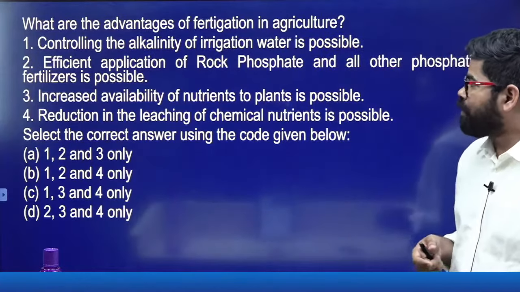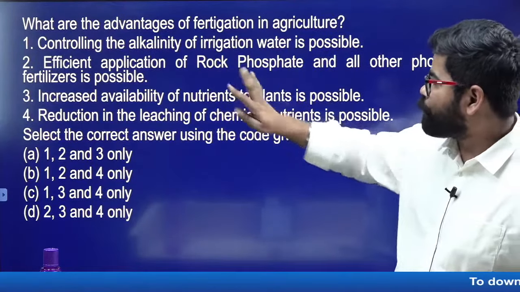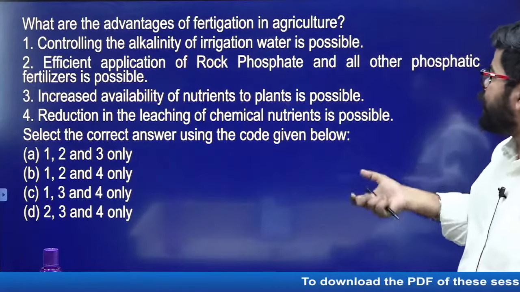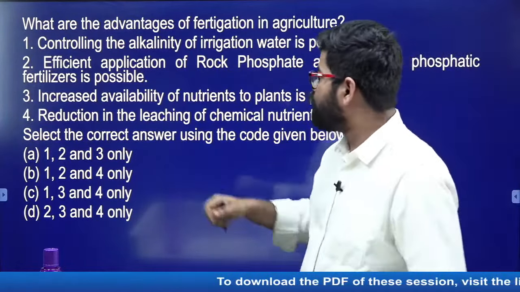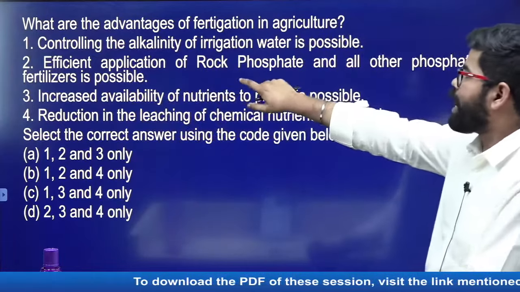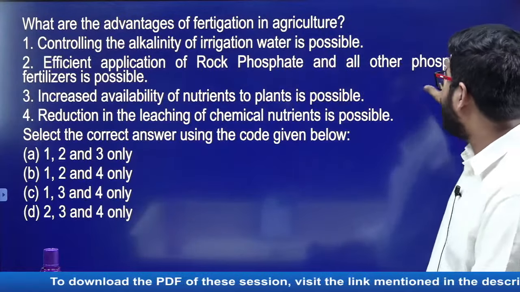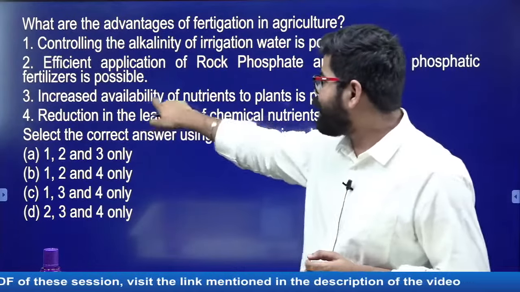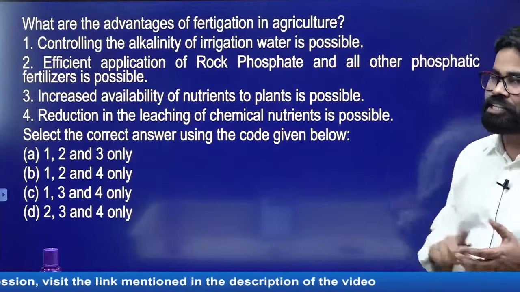Okay, so can you tell me, here we have 4 statements again. First is controlling the alkalinity of irrigation water is possible. Second is efficient application of rock phosphate and all other phosphatic fertilizer is possible. Third is increased availability of nutrients to plant is possible.